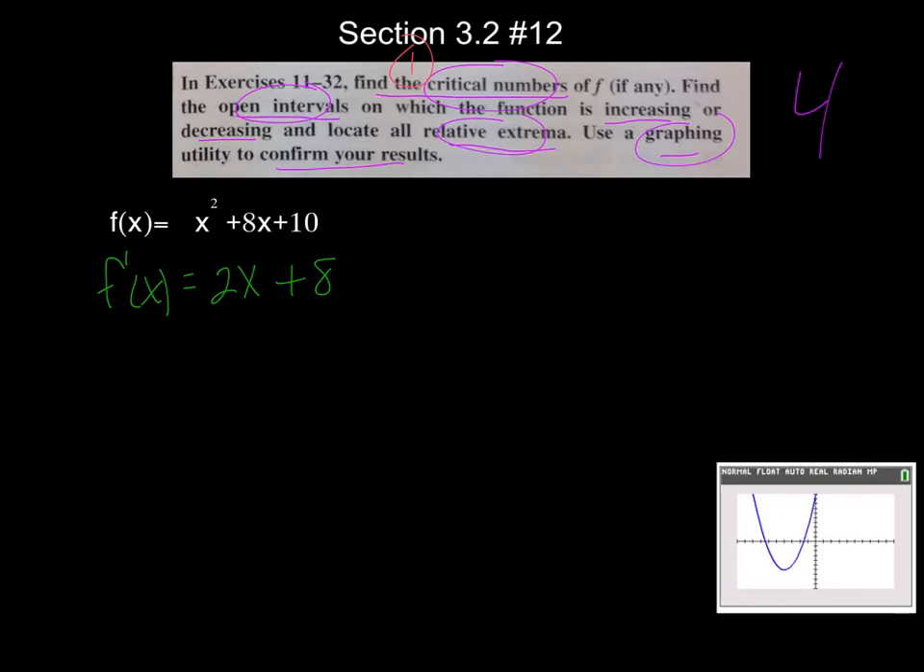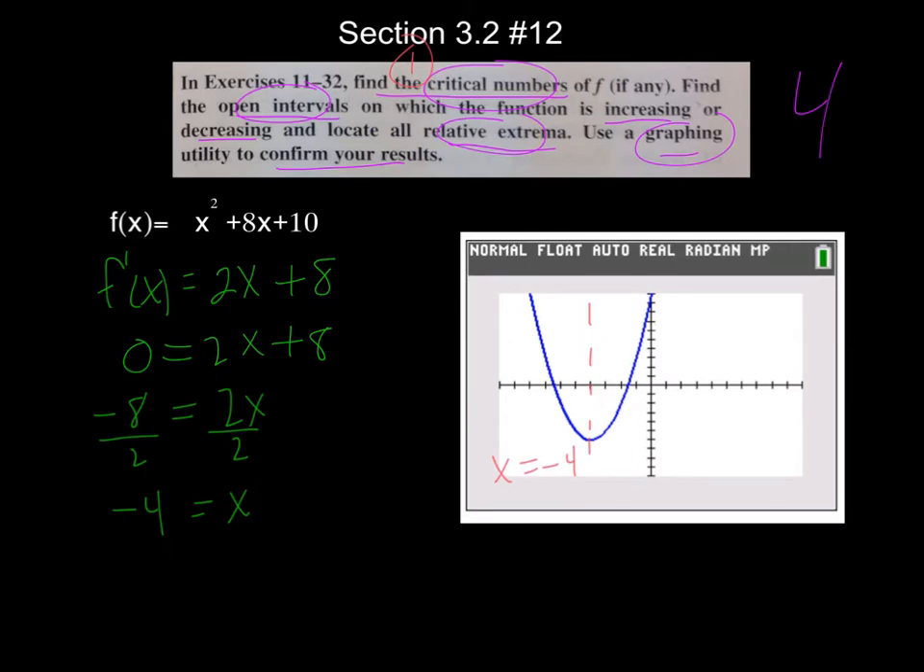Next thing is we'll take our derivative, we'll set that equal to 0, and we'll solve for x. So as you see, I've arrived at a value of x equals -4 for a critical value. And I'm sort of cheating by using the graphing calculator and taking a look at my original function, x squared plus 8x plus 10.